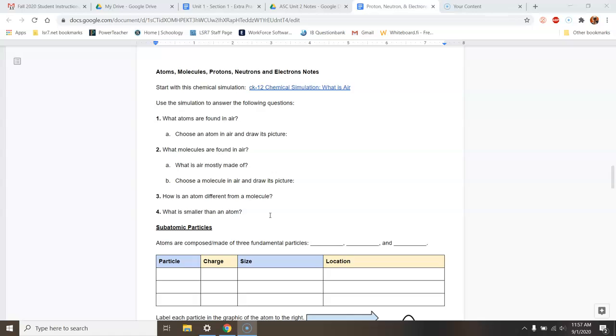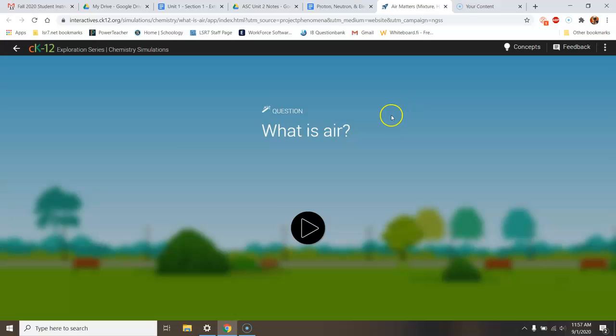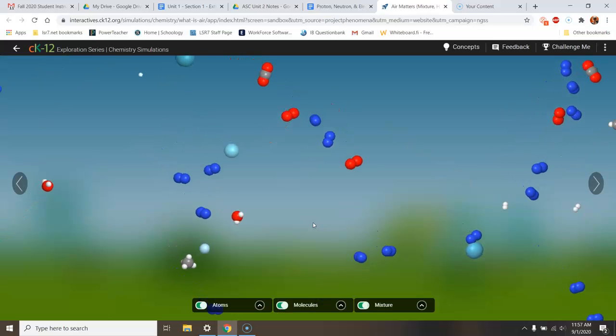But in class, and I want to do it this way as well, I want you to start with this simulation. So right here, we are looking at this simulation. We want to click on that. So I want to open up the simulation. You may have to sign in with Google to get this going. Mine starts up, and you want to hit that play button.